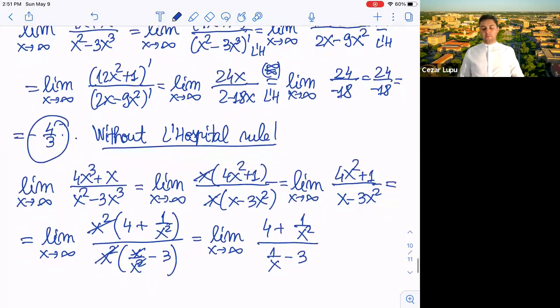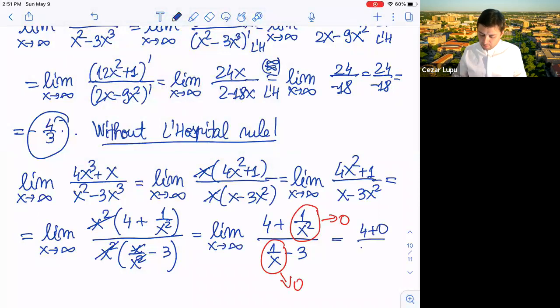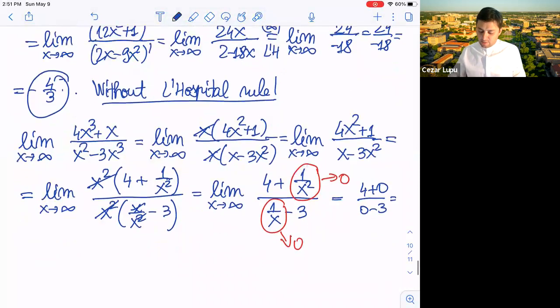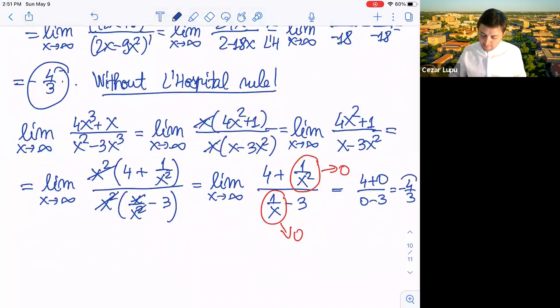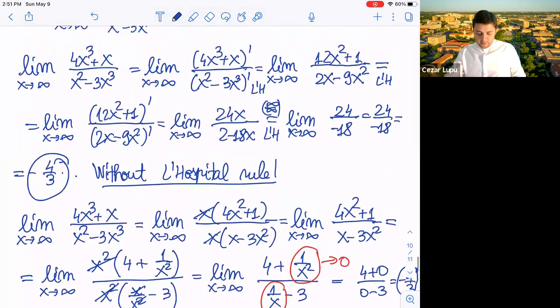And now guess what? As x approaches infinity, this guy will approach 0. Again, this guy will approach 0. So the final result will be 4 plus 0 over 0 minus 3. In any case, it will give us negative 4 over 3. You see, it's the same thing. We did this with two different methods. So that was the difference. I hope, does it make sense? All right, so this was the second one.